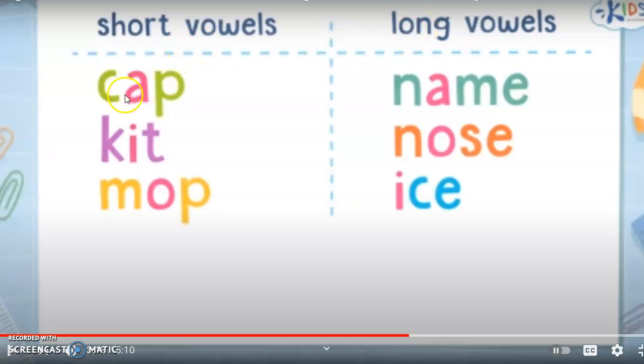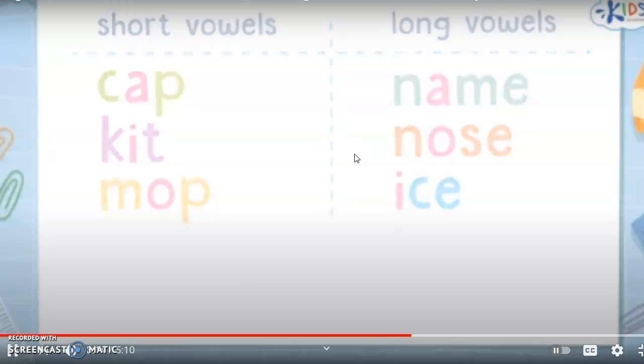And you can see here the A we read it cap, and here we read it name. So the A changes. What about kit? We have kit with I sound. Here we have ice, ice with an I sound. Here we have mop with a short O. Here we have nose with an O sound.